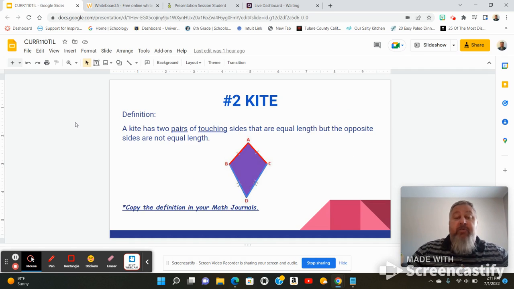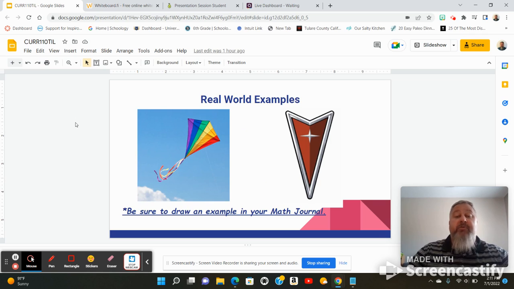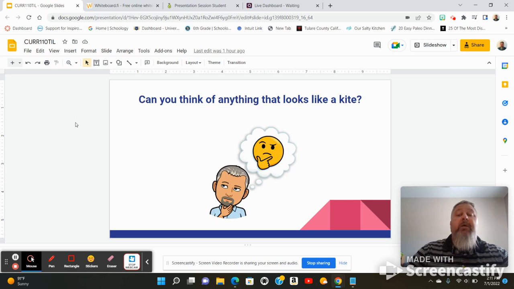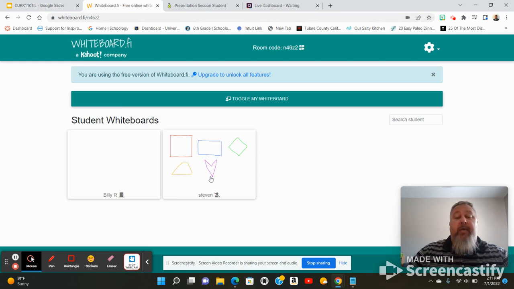Then we will move on to the next new quadrilateral, which is the kite. Same thing, we'll go over the definition. They should write it in their journal. I'll show them some real-world examples. I'll ask if they can think of any real-world examples of their own. And once again, they'll go to the whiteboard, and if I ask them to draw a purple kite, hopefully they will draw one.